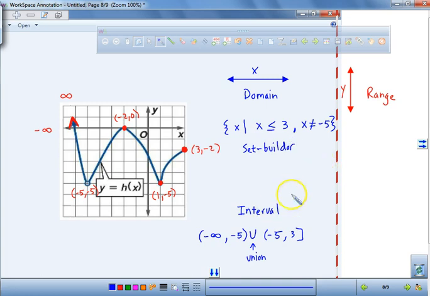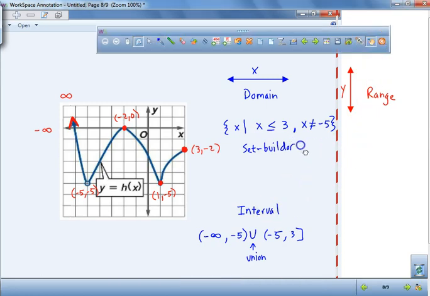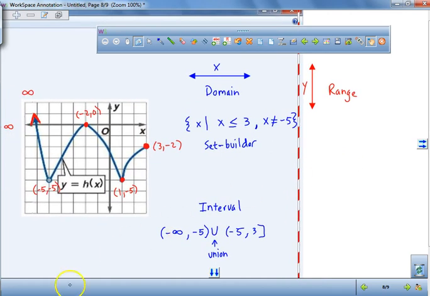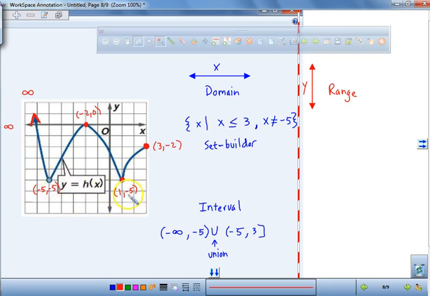Set builder notation, and this is interval notation. All right, now we're going to talk about the range. Let's take a look at the range here. How low does it go? It goes all the way down to -5. But wait a second. This is at -5, but it's not including it. This is at -5, and it is including it. So am I allowed to include it, or am I not allowed to include it? Well, because it technically is plotted here, you are allowed to include that as part of your range.